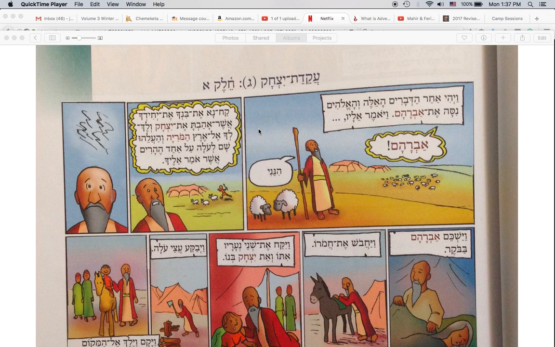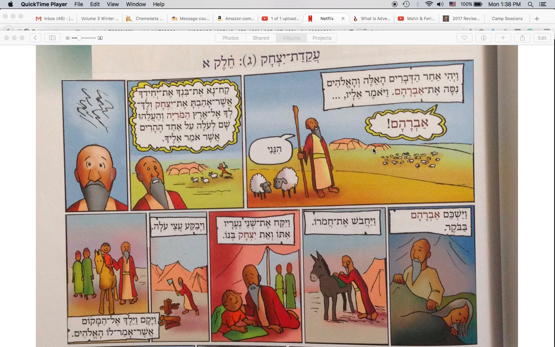This is Akedat Yitzhak Gimel, the third cycle of the Binding of Isaac story, Chelek Aleph, the first section. I'll read through in Hebrew and translate and parse out interesting verbs and nouns along the way. Vayehi achar hadavarim ha'eleh, and it happened after these words or things.